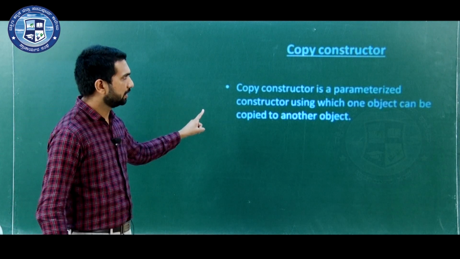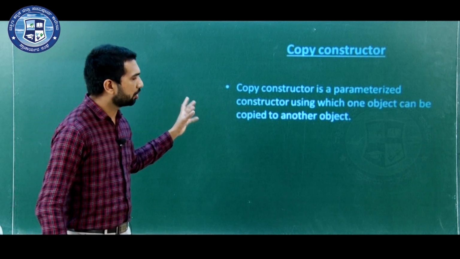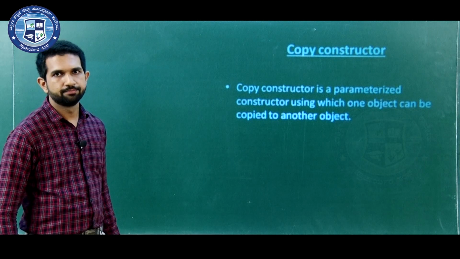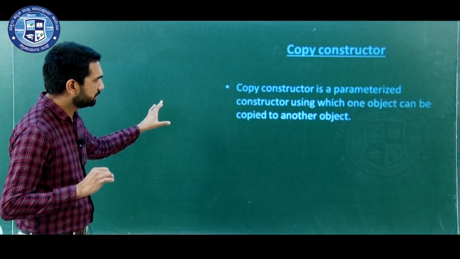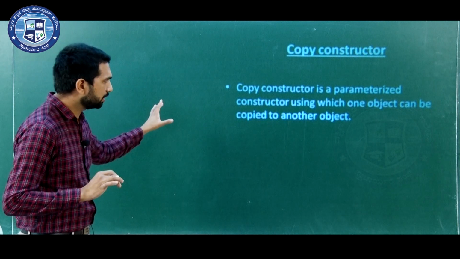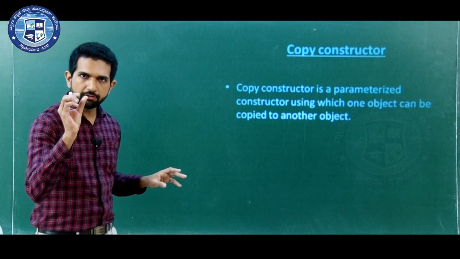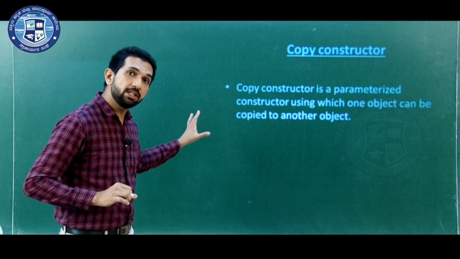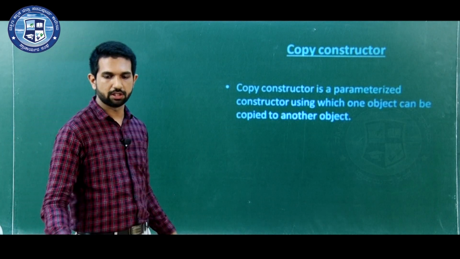So, copy constructor is a parameterized constructor using which one object can be copied to another object. So, it is also one parameterized constructor. Using this, one object can be copied to another object. So, one special concept you can see here. Copy means one object related information we can copy into another object. That speciality we can observe here. That is what a copy constructor is.